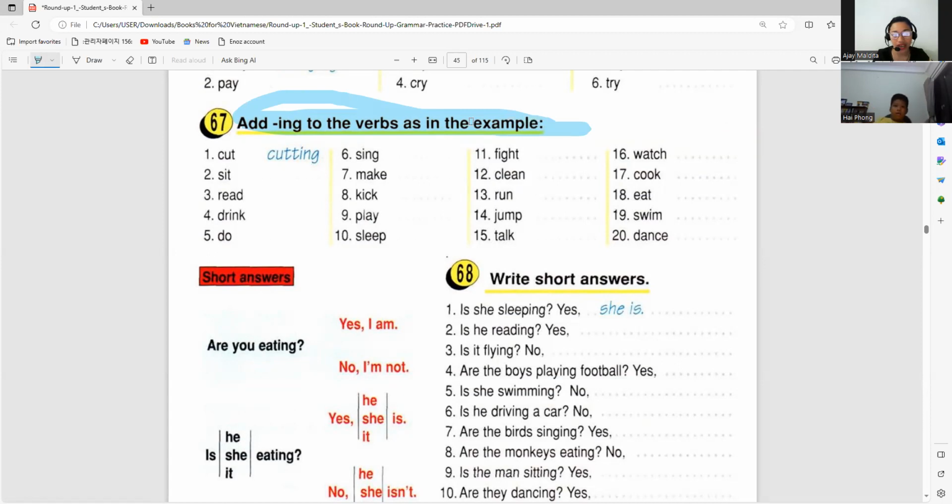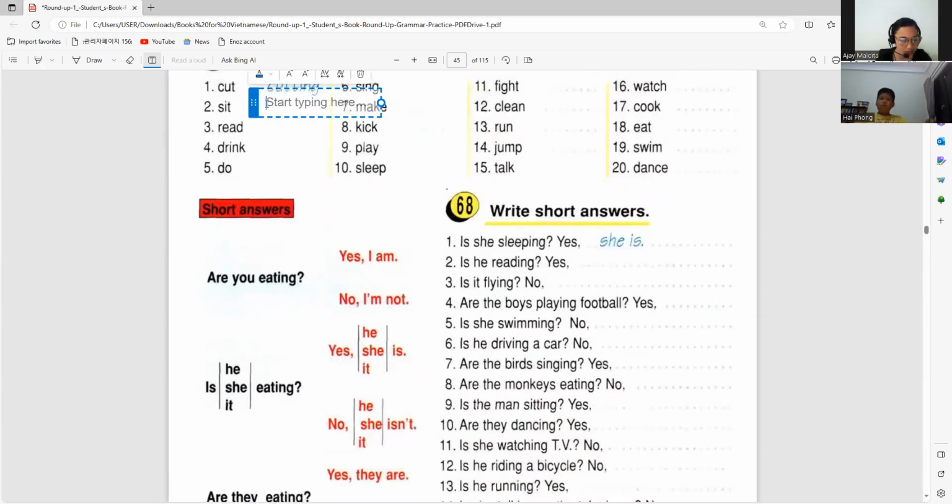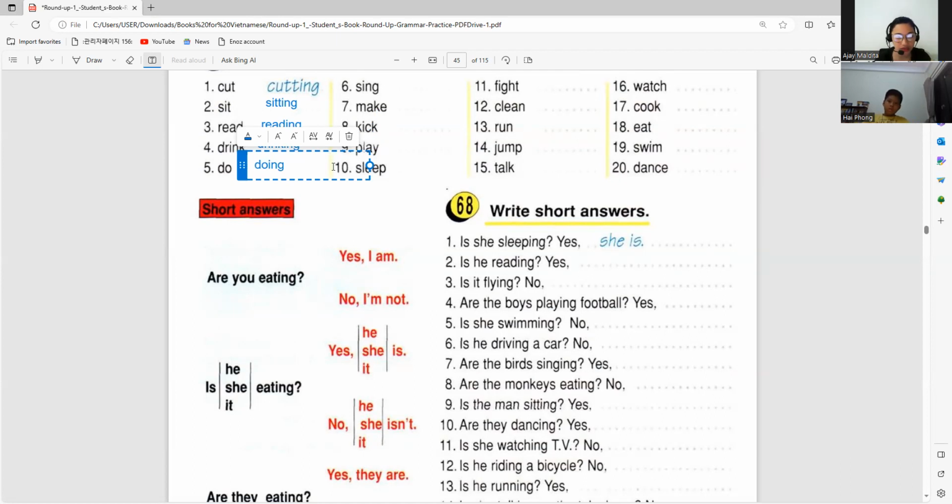First, please read. Add ing to the verbs as in the example. Okay, let's do it again, Phong. Number one, cutting. Number two, sitting. Number three, reading. How about number four? Let's continue number four. Thinking. Okay, I will write again. Number four is drinking. Number five is doing. What is your answer? Number five, you can type your answer so that I can see the correct spelling. You can use your chat box, okay?